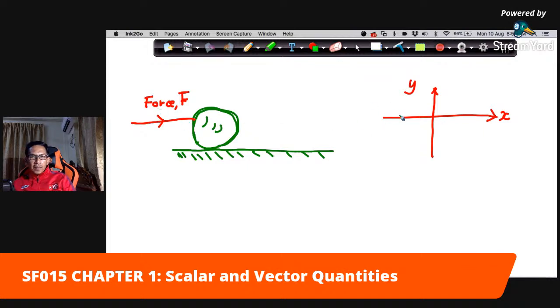Direction of the force on the X axis. Okay. So I have the second force here. Let's say the second force acts on the object, direction upward. This is, let's say, the first force, and this is the second force, F2. So if you look at the direction of F2, it is on the Y axis. Saya boleh katakan bahawa F2 ni dia berada pada arah Y ataupun Y axis. And F1 is on the X axis.